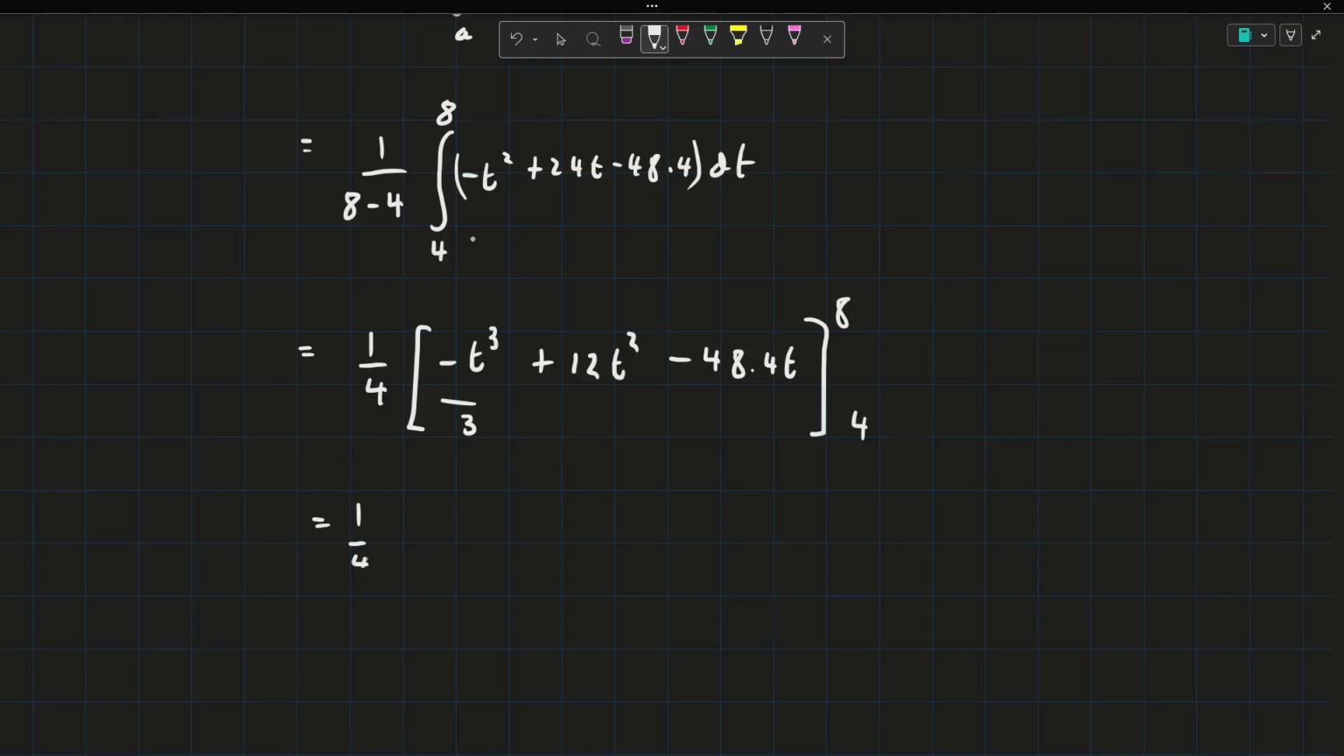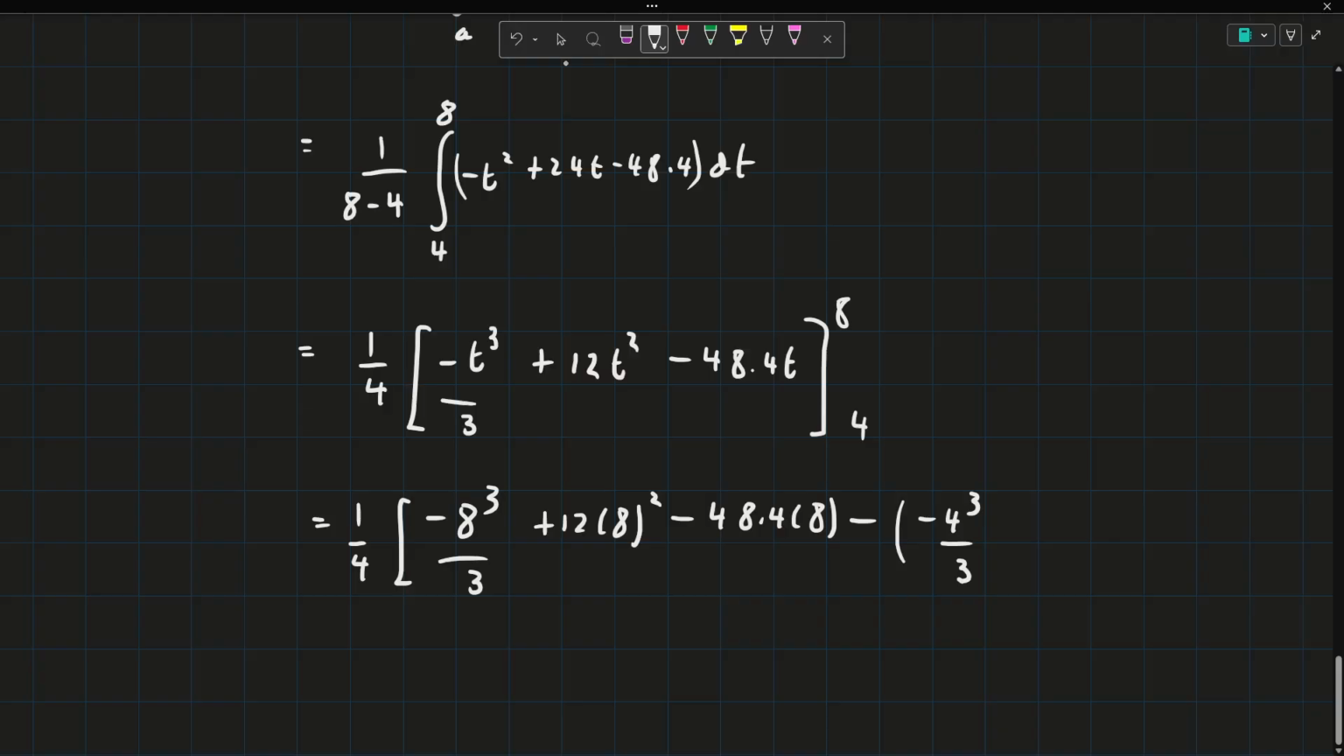And then we're going to have a quarter multiplied by, so we'll have minus 8 cubed over 3, plus 12 times 8 squared, minus 48.4 times 8. And then we're going to have minus, and we're going to sub in everything with a 4. So we're going to have minus 4 cubed over 3. It's important to be careful with the signs here. So I'm going to sub everything in as it is with 4, but then I have a minus on the outside because we subtract the top one from the bottom one. Then we'll have plus 12 times 4 squared minus 48.4 times 4. And then close that bracket.